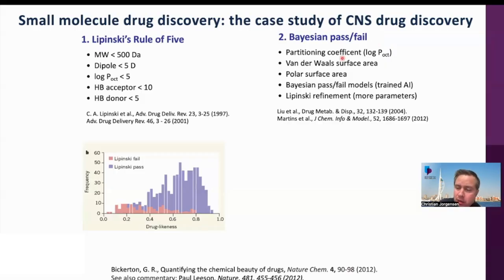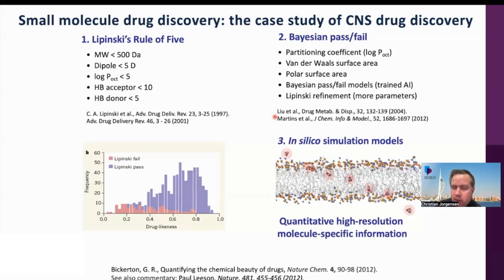So here it's P, the probability that a drug crosses, given that it has a certain partition coefficient, a certain van der Waals surface area, a certain polar surface area, etc. You can also train this with AI now, and you can also do what's called a Pinsky refinement by adding more parameters to your model. And here are some papers if you're interested in this model, and this has recently been of interest.